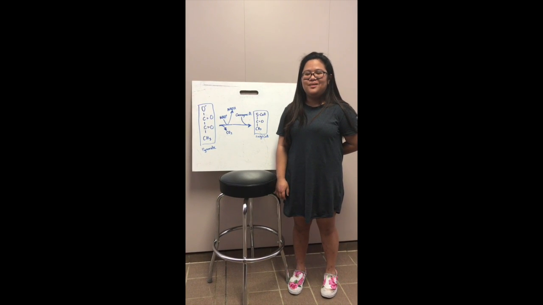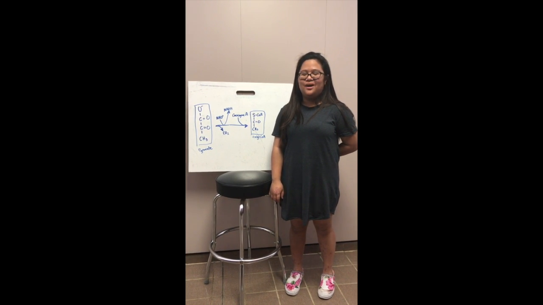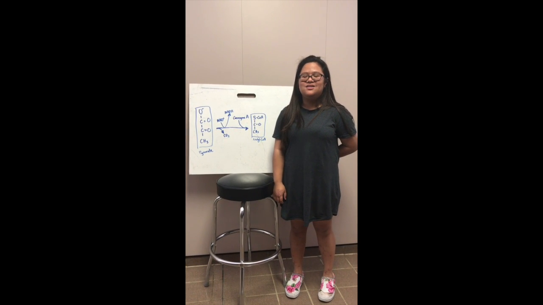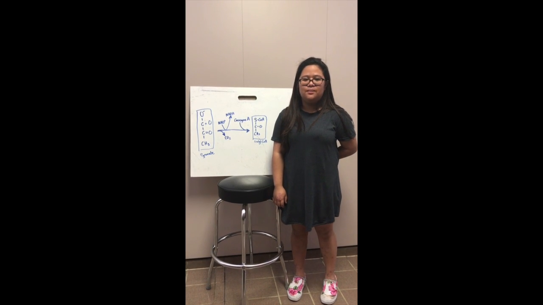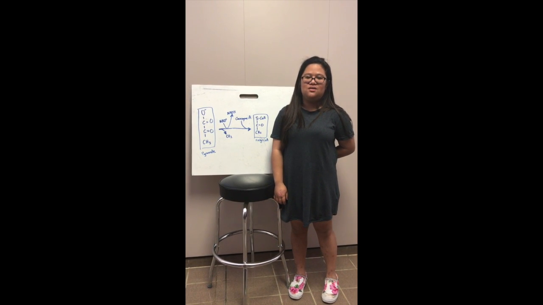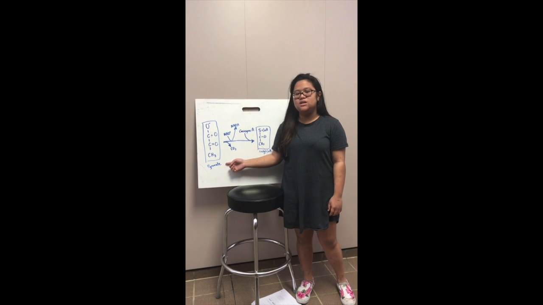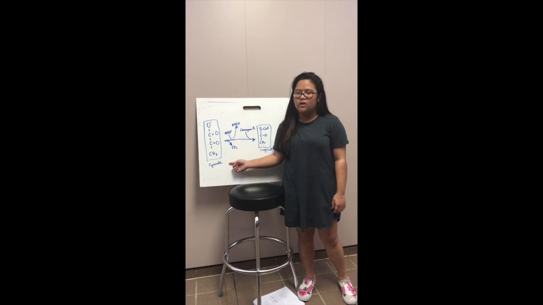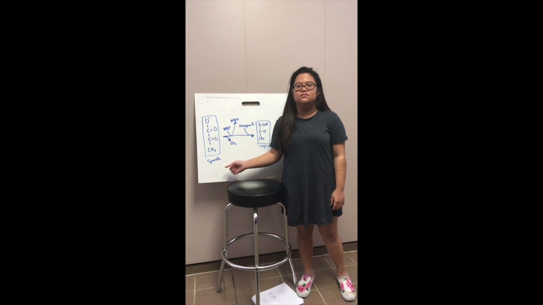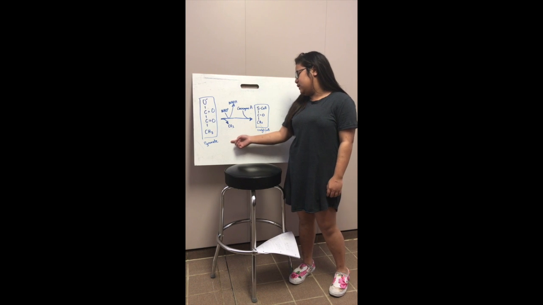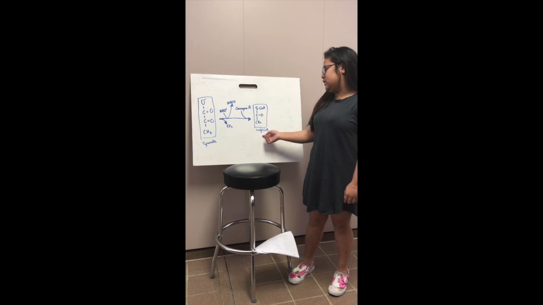Pyruvate is a chemical compound in biochemistry. Pyruvate is the main output in glycolysis and the main input for the citric acid cycle. From the cytoplasm, pyruvate is transported to the mitochondrion where further oxidation occurs. Before the citric acid cycle can begin, pyruvate must be converted to acetyl-CoA.